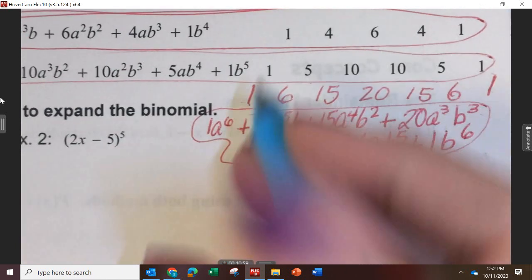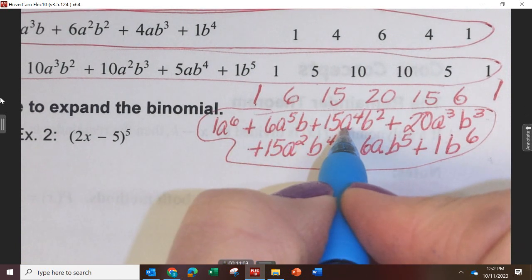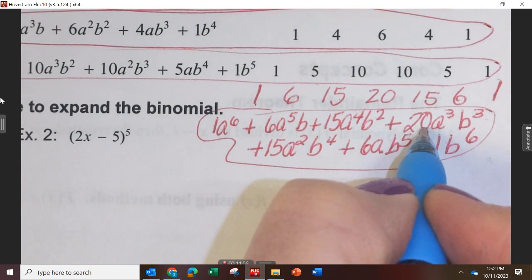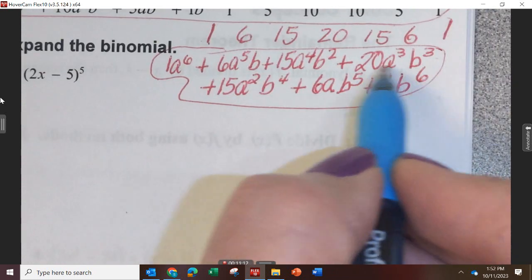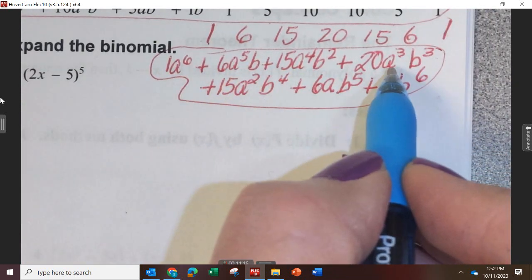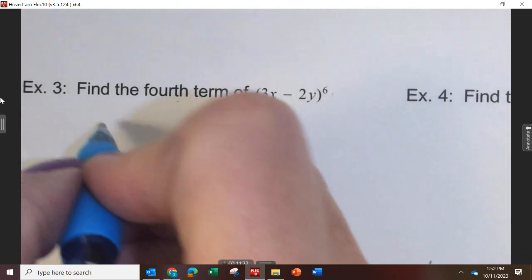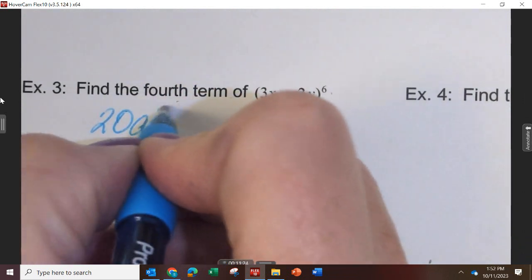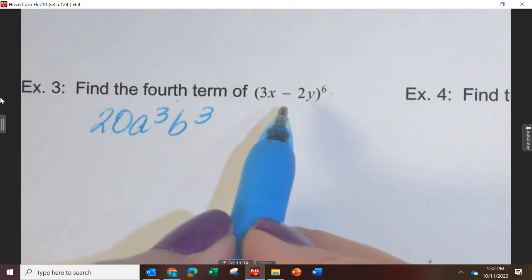This is term number 1. Term number 2, 3, 4. Which term are we finding? In number 3, the fourth term. So the fourth term is always going to be this: first term, second term, third term, fourth term. So it's 20a cubed b cubed. So 20a cubed b cubed is going to be the fourth term of this.